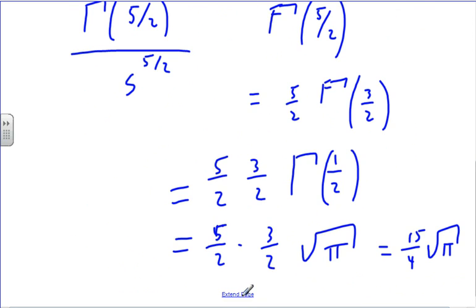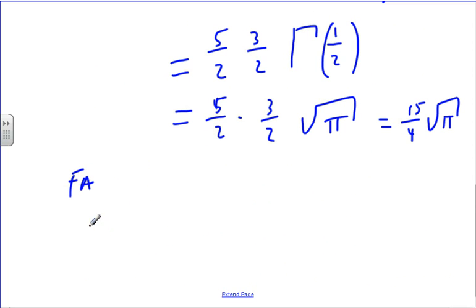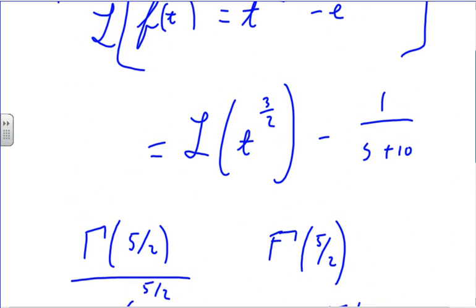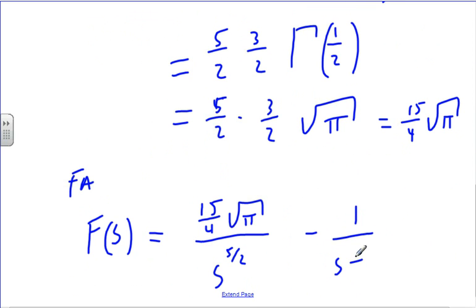All right, so final answer: f of s equals 15 over 4 square root of pi divided by s to the 5 halves, minus 1 over s plus 10. Oh, what could be more clear than that? I mean, that was so clear. I don't know why we didn't cover that in chapter 4. Anyway, I probably have some idea why we didn't do it.